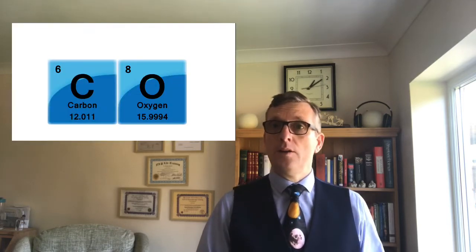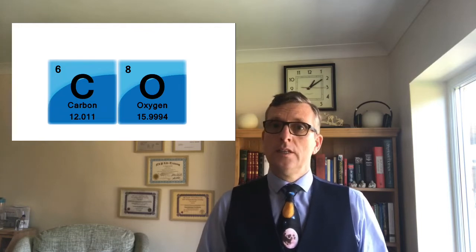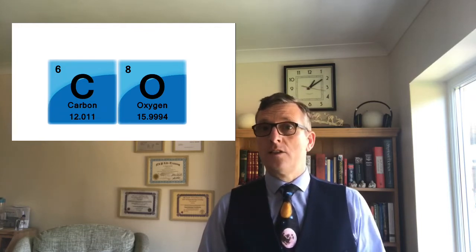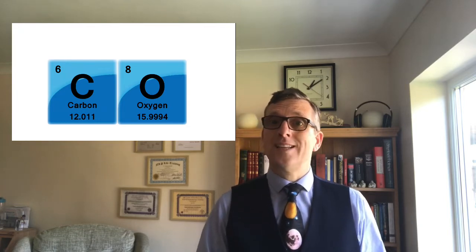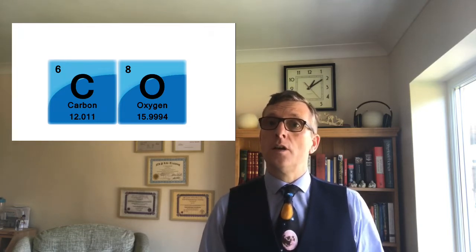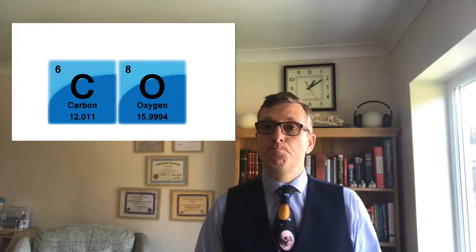Here we have carbon and oxygen. The example here, the nuclide for the isotope carbon-12 has 2 fewer neutrons and 2 fewer protons than the nuclide of the oxygen isotope oxygen-16.